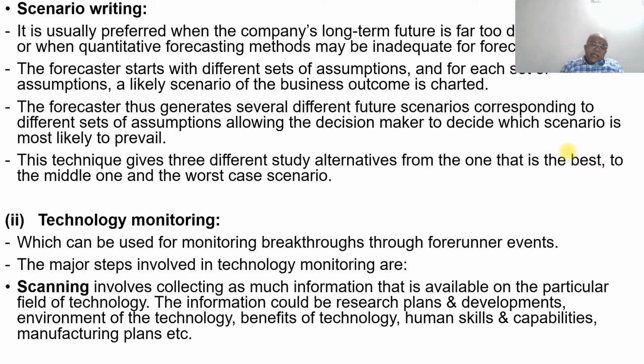Scanning. It involves collecting as much information as is available on the particular field of technology. As we need to forecast, before that we need to collect all the information required on a particular field of technology. What information is required? The information required could be research plans and developments, environment of the technology, benefits of technology, human skills and responsive capabilities, manufacturing plans, etc.